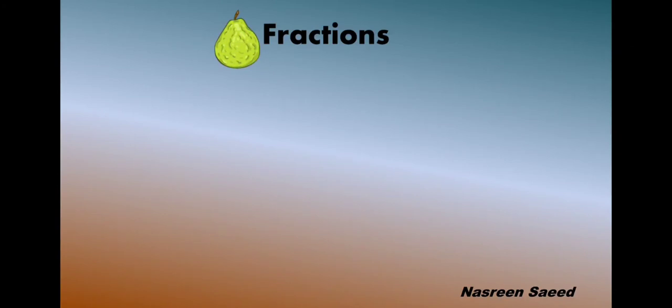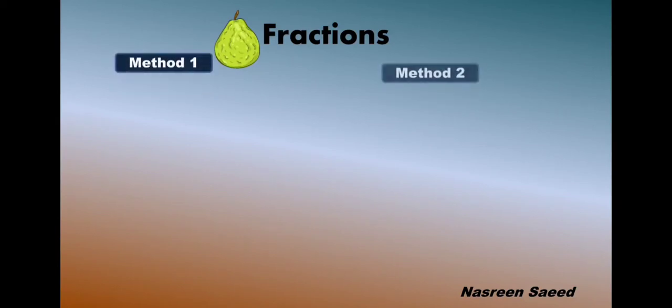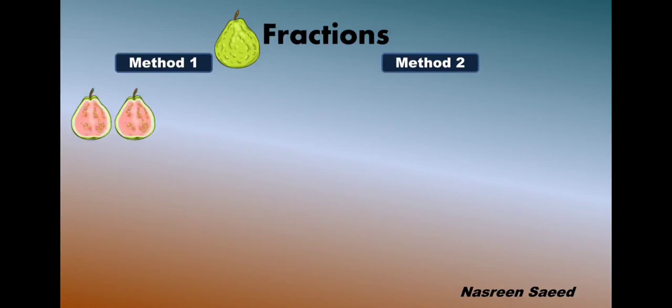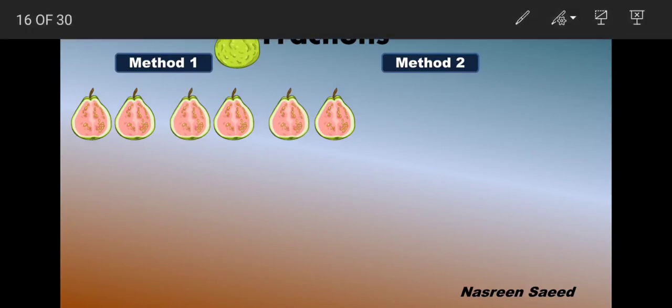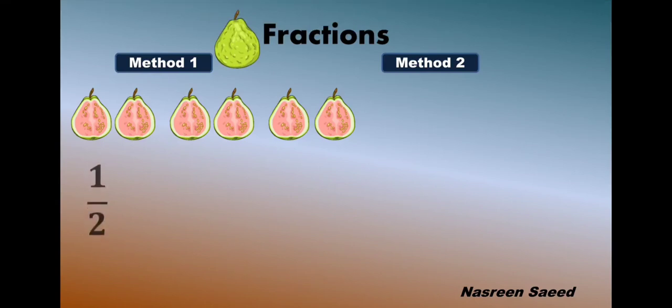Now let us see, we have to share 3 gavas equally between 2 people. How can we do this? We can do it by 2 methods. Let us see the first method. In the first method, we divide each gava equally into 2. Then give each person one part, that is half of each gava. In this way, each person gets 3 halves.